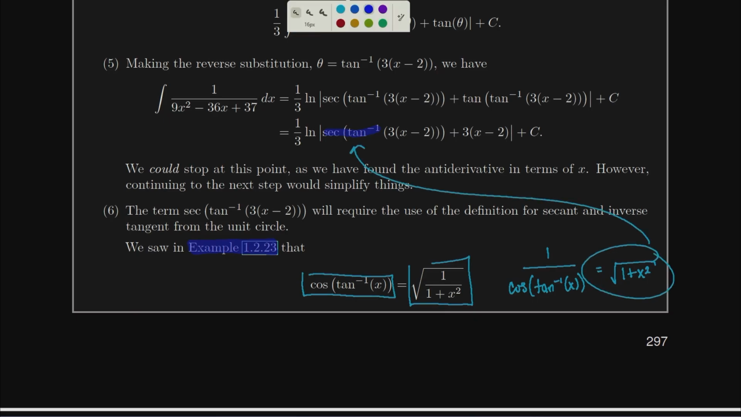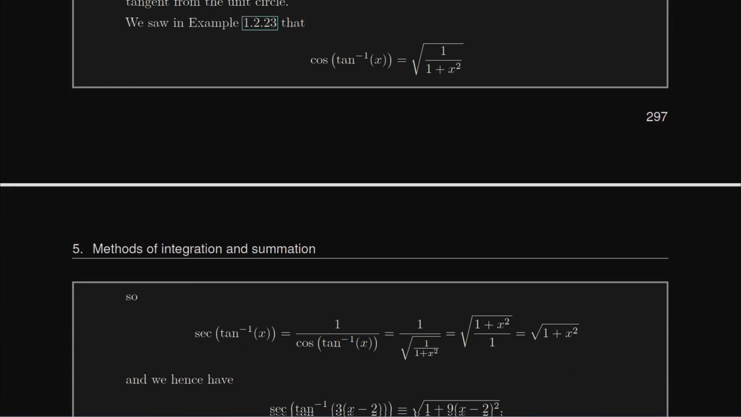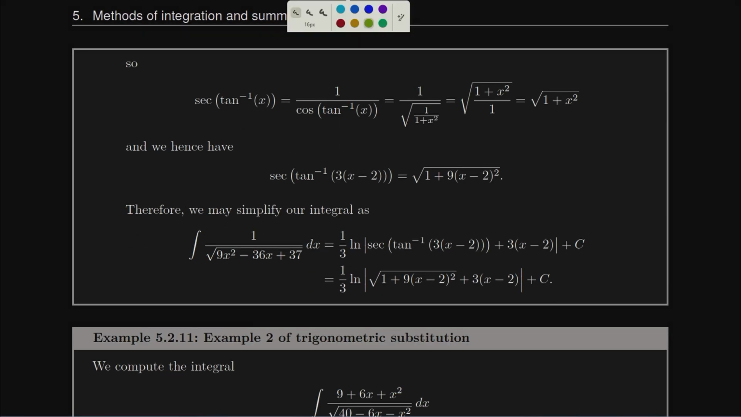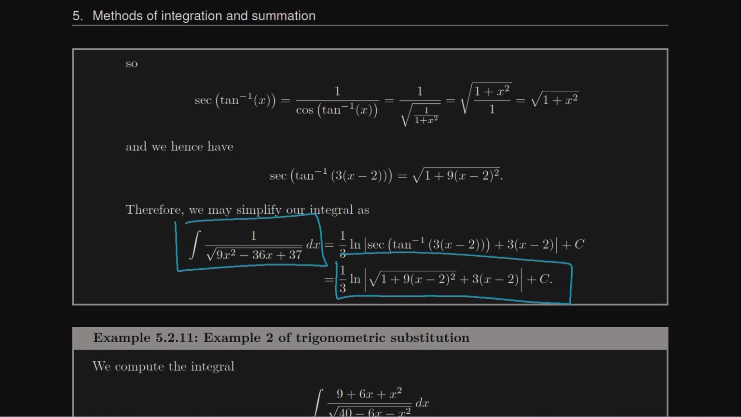Of course, we don't have x in this case. Rather than x, we have 3 times x minus 2, so that entire x will be replaced with 3 times x minus 2. What that gives us is a 9 times x minus 2 squared inside of our square root. And so I'm going to replace secant of tan inverse 3 times x minus 2 with root 1 plus 9 x minus 2 squared. And so the antiderivative of 1 over root 9x squared minus 36x plus 37 is 1/3 log of root 1 plus 9x minus 2 squared plus 3x minus 2.